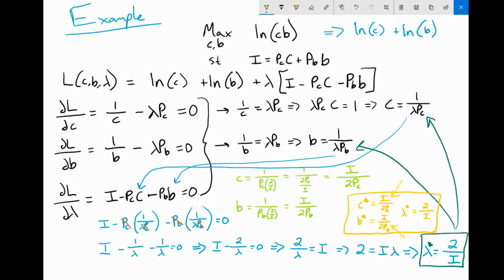Okay, so that is our first example of a utility maximization problem, and that will be it for this lecture. Stay tuned for next time, where we go a little bit deeper into the utility maximization problem, and we discuss the indirect utility function and a number of other interesting facets of utility maximization.